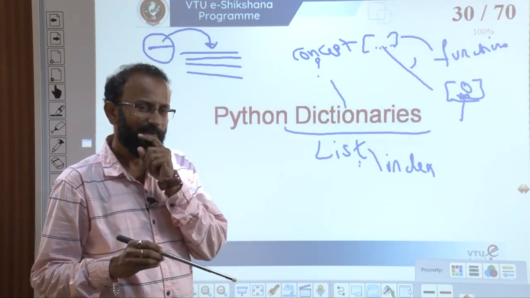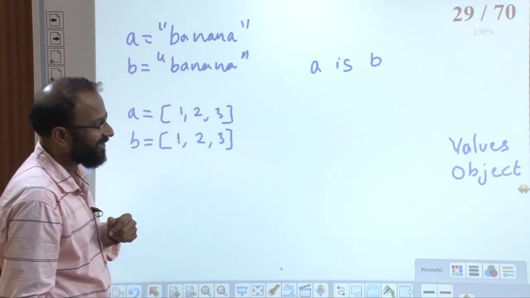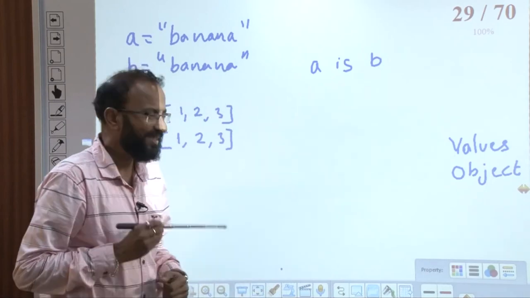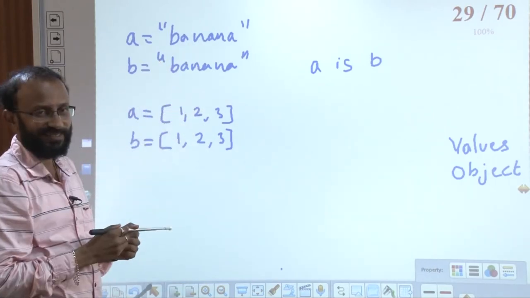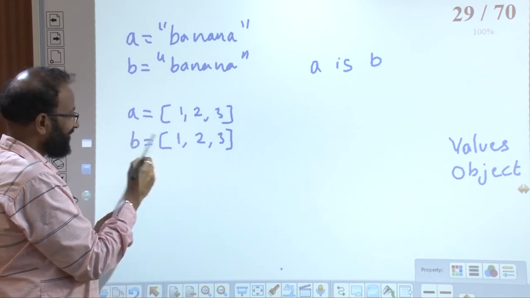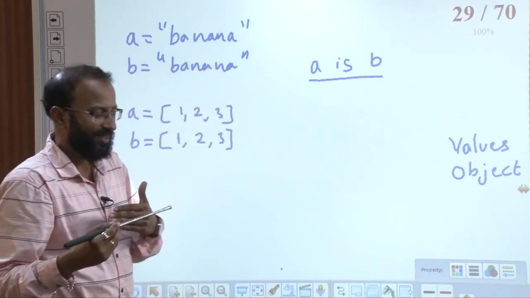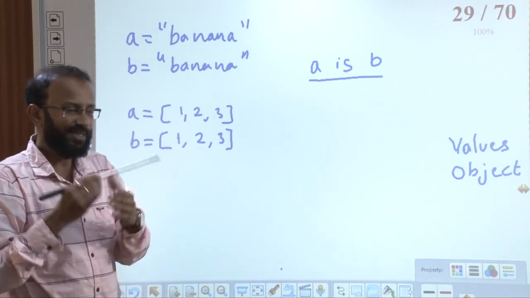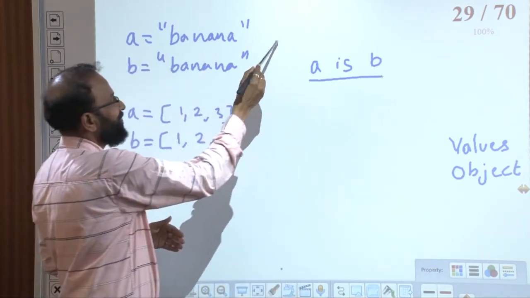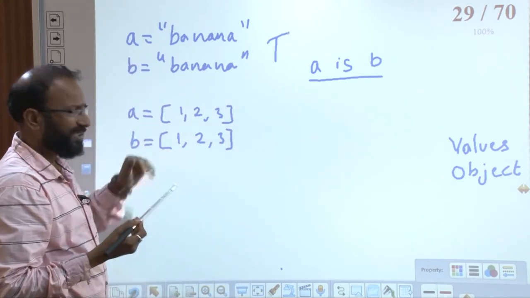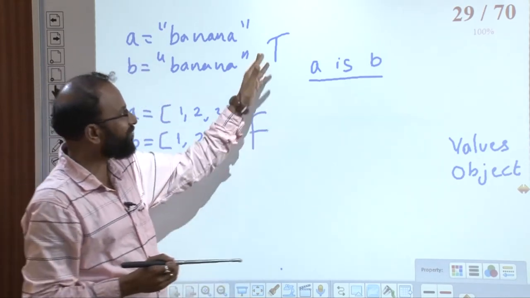But before we jump to dictionaries, is there anything like values and objects? Yes, definitely, so we'll discuss that. We have something called values and objects. Take this example: A equal to banana, B equal to banana, where A and B are strings. A equal to 123, B equal to 123, where A and B are lists. Now we'll use a function, A is B. We are trying to check whether they are referring to the same value or object. When you check A is B for the first example, it is true. But when it comes to lists, A is B says false. How come it's true here and false here?